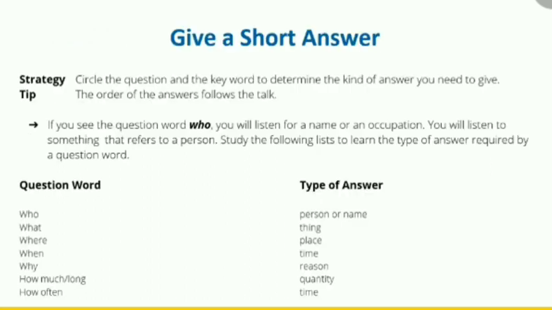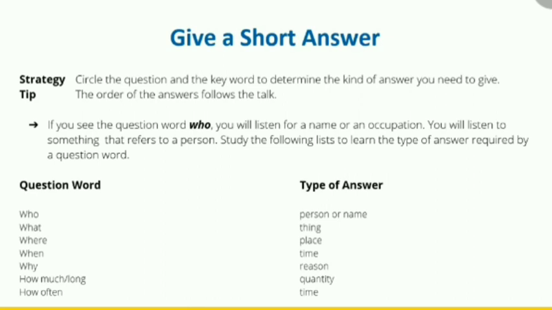Our final task we're going to review today is giving a short answer. Remember that you need to circle the question and keywords to determine the kind of answer you need to give. Also remember the order of answers follows the talk. If you see the question beginning with who, remember you listen for a name or an occupation. You listen to something that refers to a person.